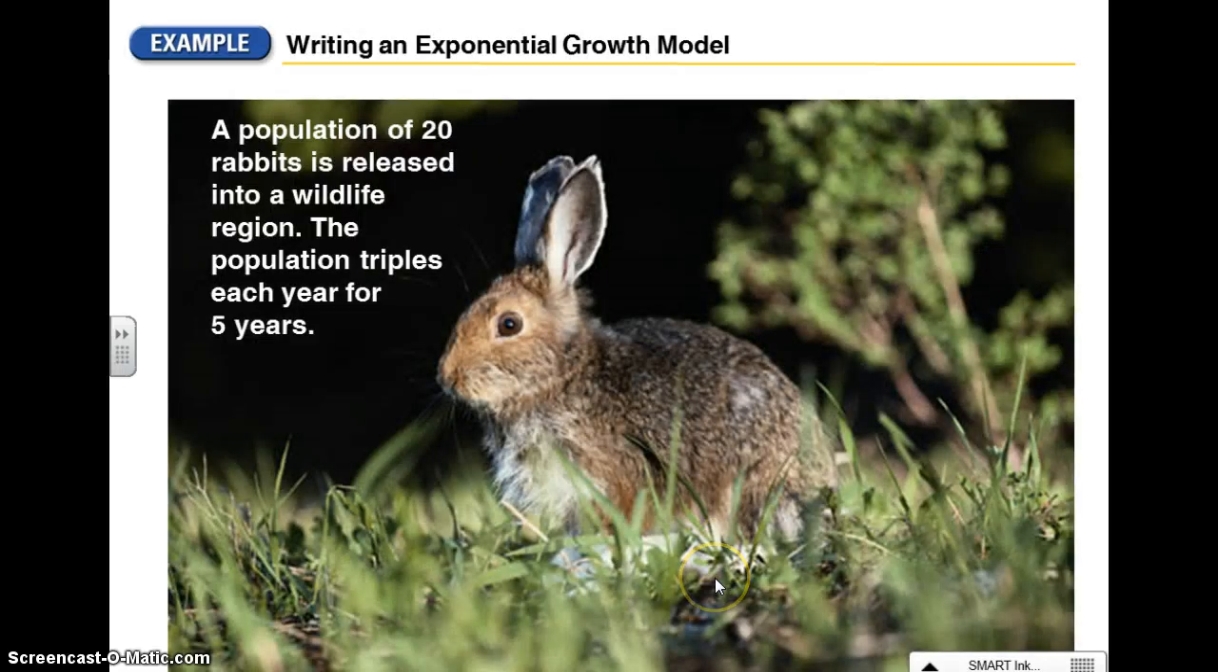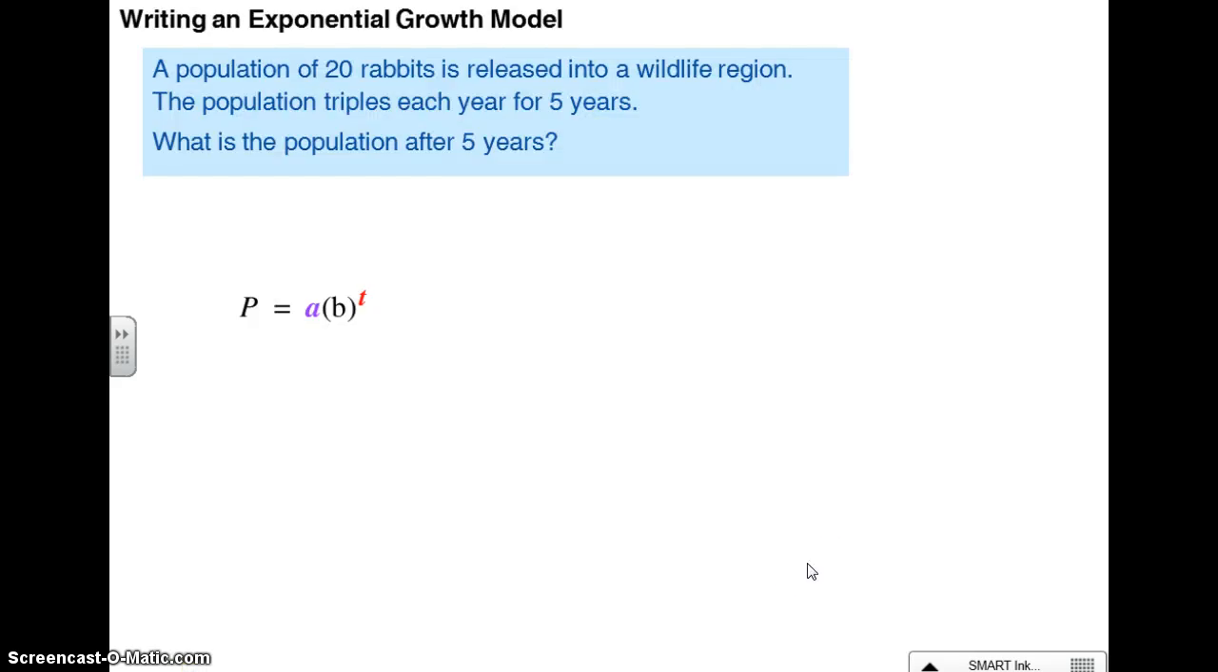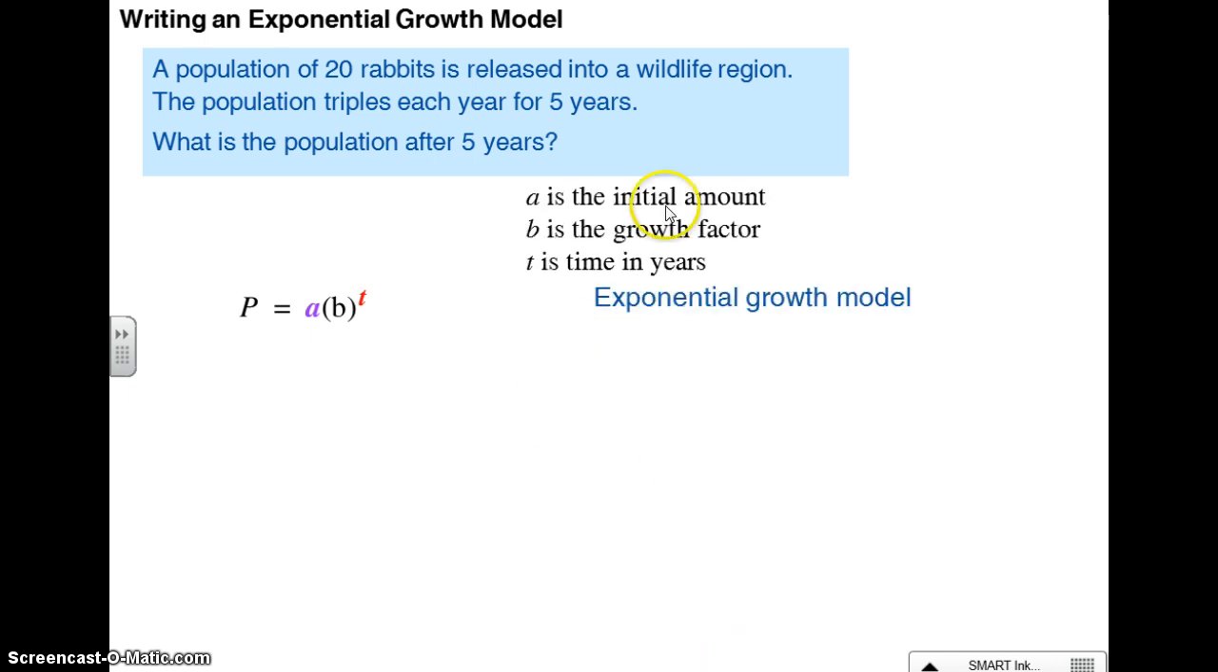Now we start to look at some applications for this. So in this example, a population of 20 rabbits, and the population triples each year for 5 years. You need to take information from contexts like this and be able to write equations. So the basic premise of all the work we've done so far is to decide, based on what's said here, what is a, what is b, what is t in this situation. So we need to make clear a is the initial amount of rabbits, b is the growth factor, and t is the time in years.